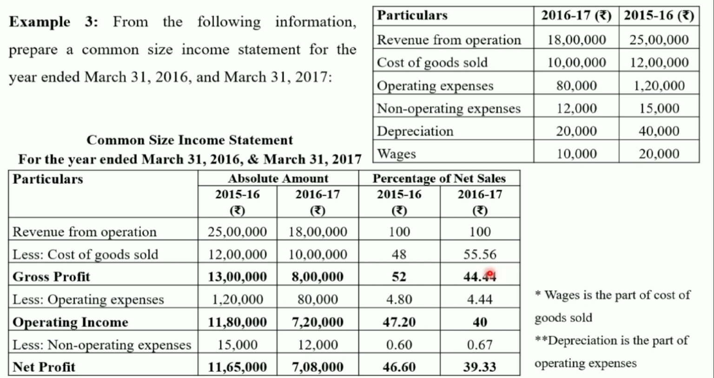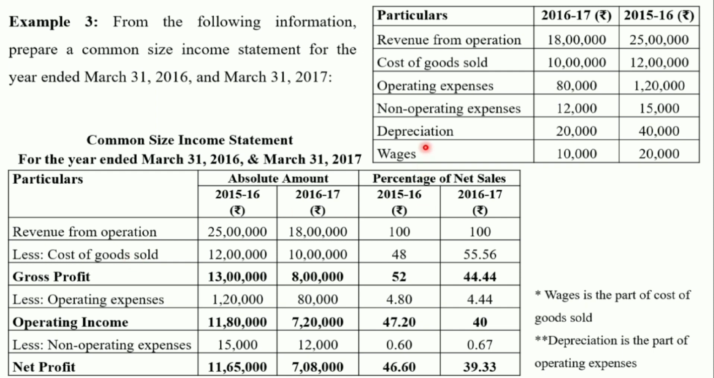Okay, this is the calculation of the common size income statement. Here we have not considered wages and depreciation. Why? Because wages are part of the cost of goods sold. That's why we have not written wages here, because wages are part of the cost of goods sold. Okay, wages are direct expenses, so they are already considered in the cost of goods sold.